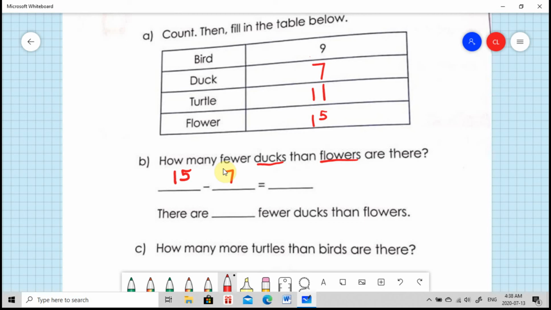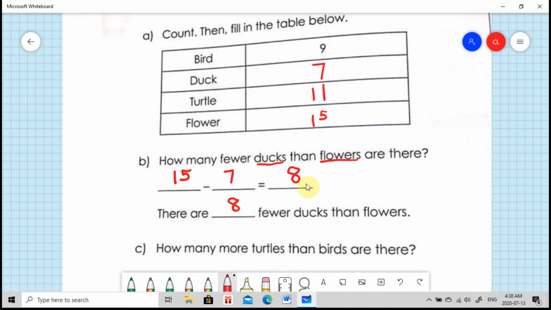So this is how we compare by subtraction. You take 15 minus 7, you have 8. There are 8 fewer ducks than flowers. We know that there are more flowers.